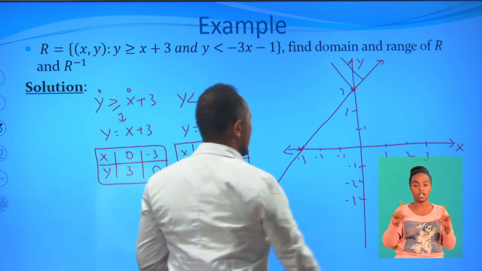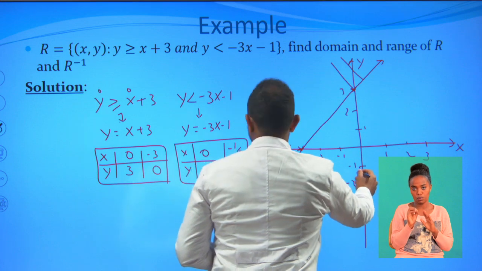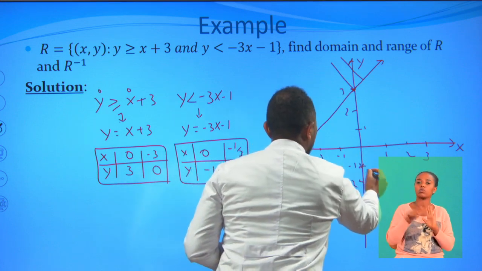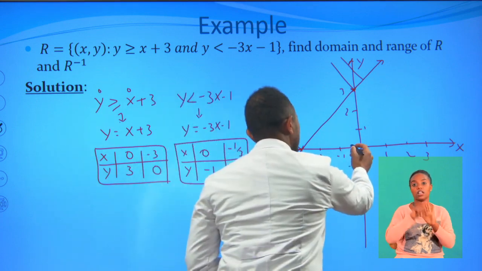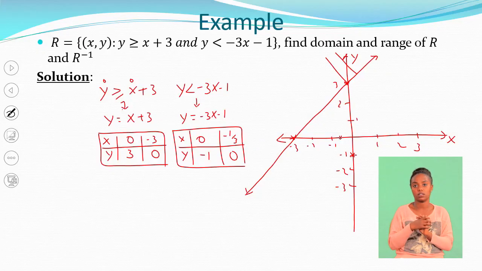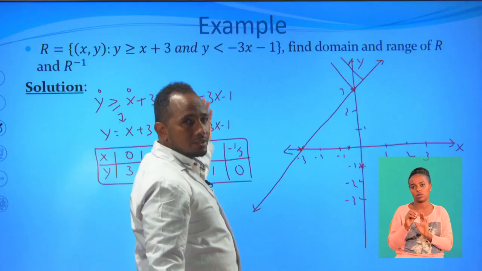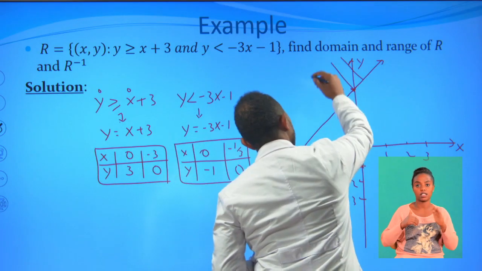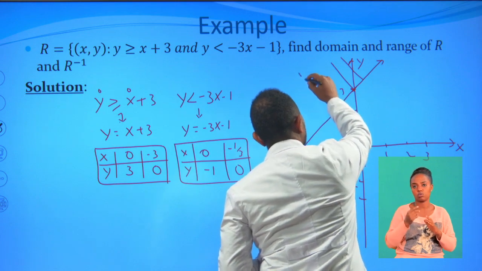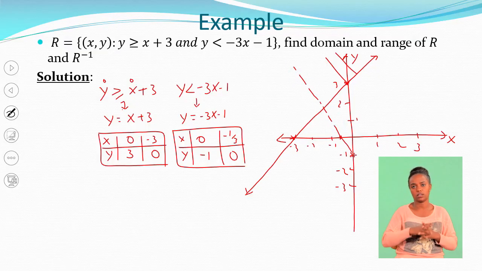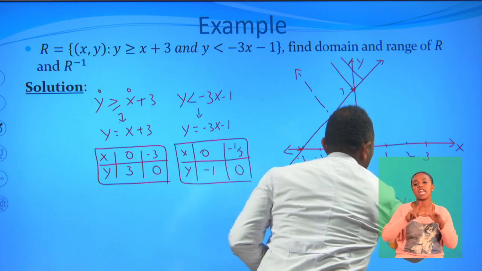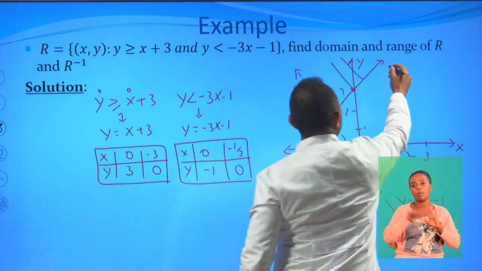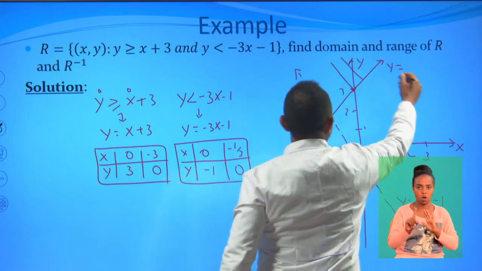When x is 0, y is negative 1, this point. And when x is negative 1 over 3, assume 1 over 3 is here, y is 0, it is this point. So the boundary line is less than. Therefore, it doesn't include the boundary line. Use a broken line. This one is the boundary line y is equal to minus 3x minus 1. This is the boundary line y is equal to x plus 3.